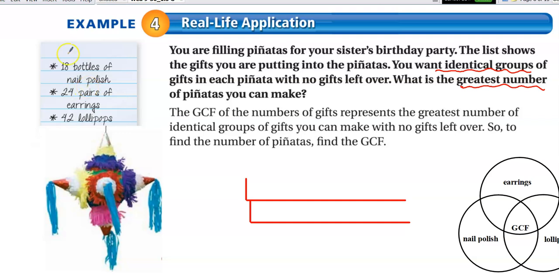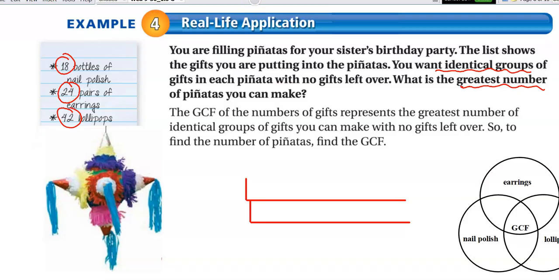And then I look over here and I'm going to circle, I've got an 18, I've got a 24, I've got a 42. The three different types of gifts, I'm trying to divide them evenly so that there's the same number of gifts in each of the piñatas. I don't know how many piñatas I need to buy. So I'm going to do this process of finding the greatest common factor, and that's going to help me figure out how many piñatas I want to buy.